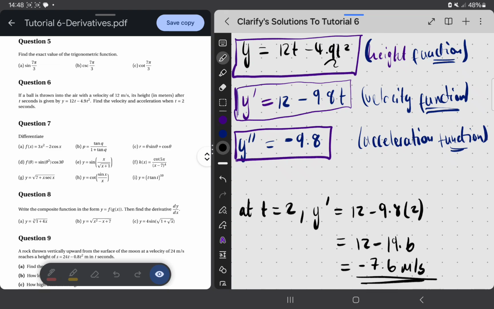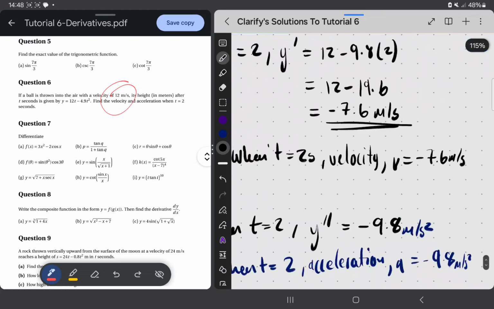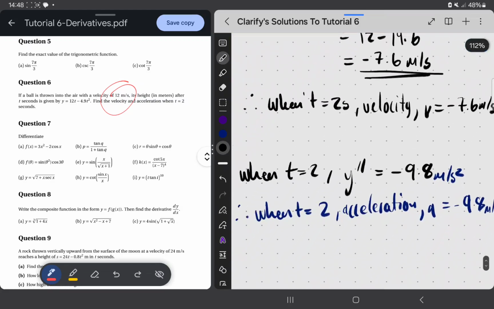Now, you say to me, what about this 12? Wasn't the 12 meters per second that we were given here supposed to work somewhere? It is already working. That's why you see it inside here, the function. So don't think it has been neglected. No, that is why we have it there. Okay? That is what it is. These are the solutions, and you are done.